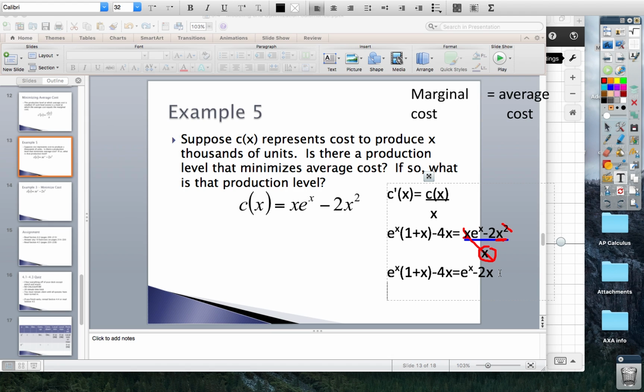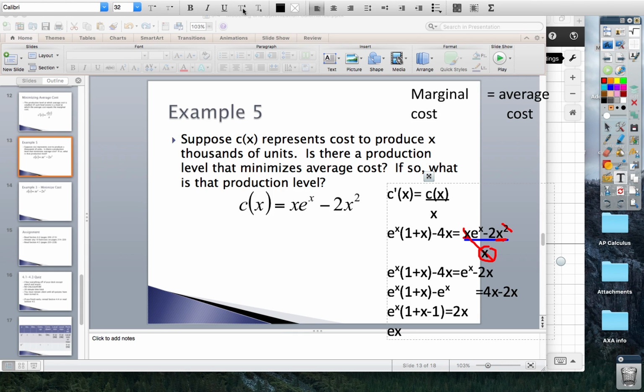So now that that's done, you are going to want to bring the e to the x over. So we have e to the x times 1 plus x. That minus 4x you see here, I'm going to add 4x to both sides, so 4x minus 2x. And this e to the x here, I'm going to subtract from both sides and put on our left side now. On the left side, we have e to the x in both terms, so I'm going to factor that out, and you're left with 1 plus x minus 1 equals 2x.